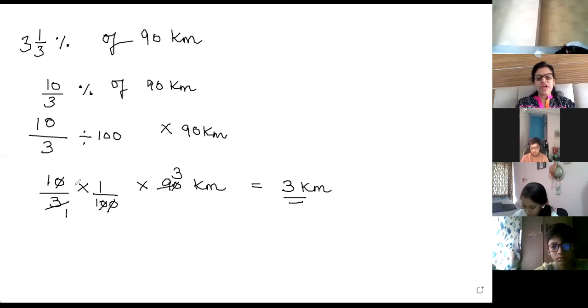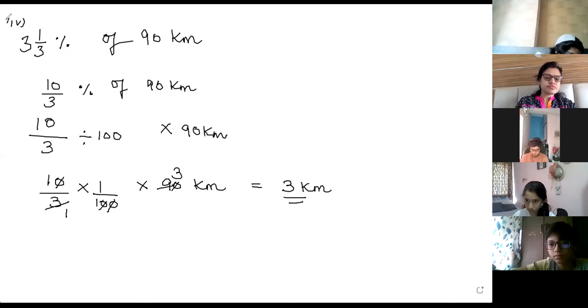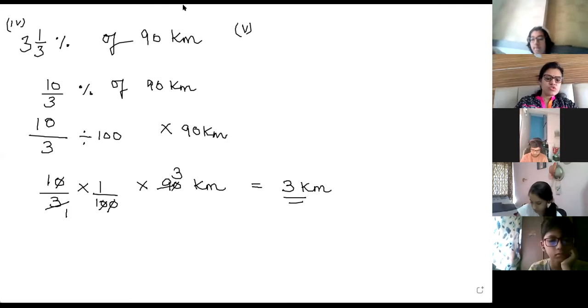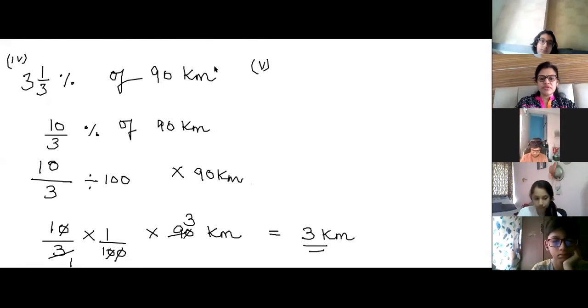Yes, in fraction division, you have to replace the division sign with multiplication and do the reciprocal of the divisor. So I did the reciprocal. 100 is 100 by 1, so 1 by 100. And then, you know, in multiplication you can do the lowest form. So all these things we have done, we are using in solving. Okay? So this was your fourth question, na? Next one is fifth. Yes, fifth question we will do now. So fifth question is 2.5% of 600 meters.